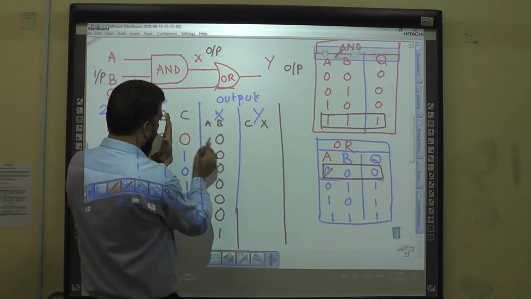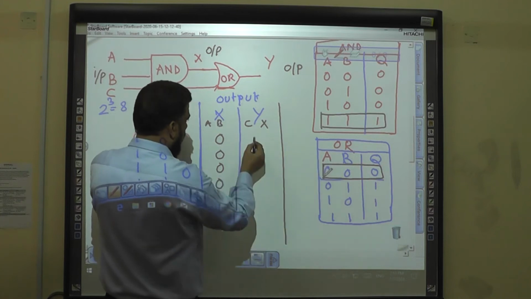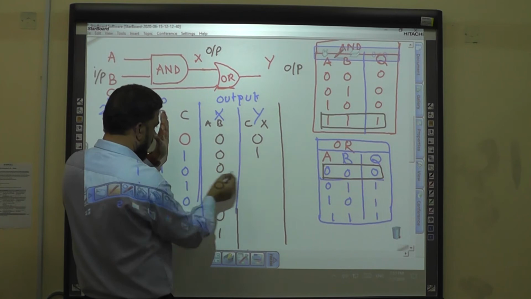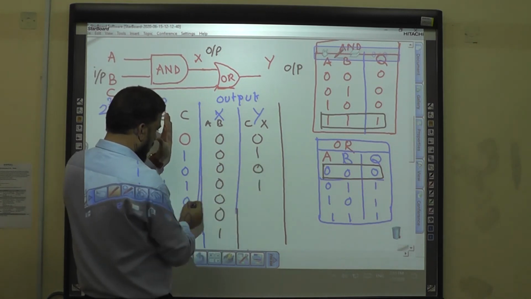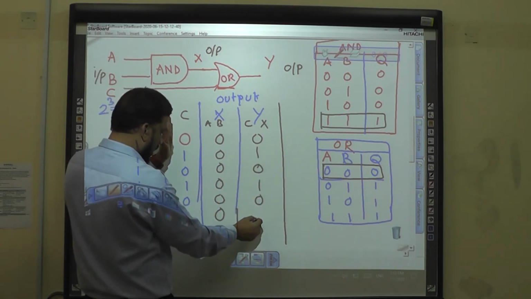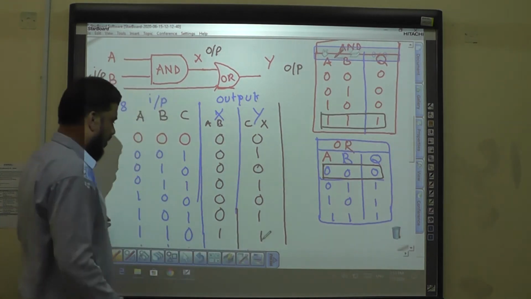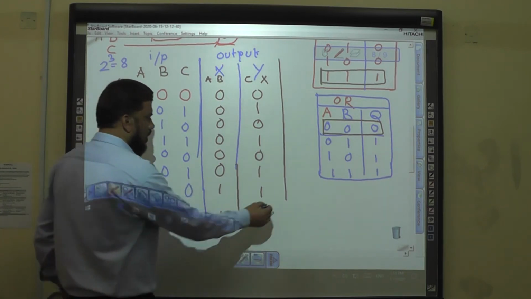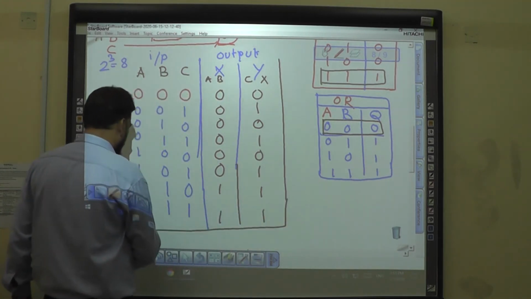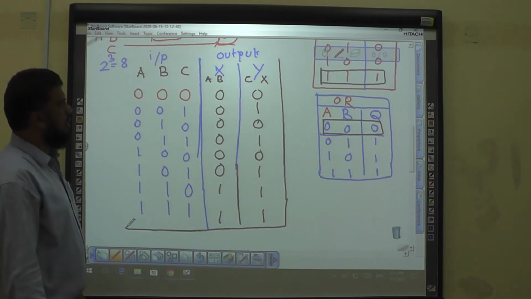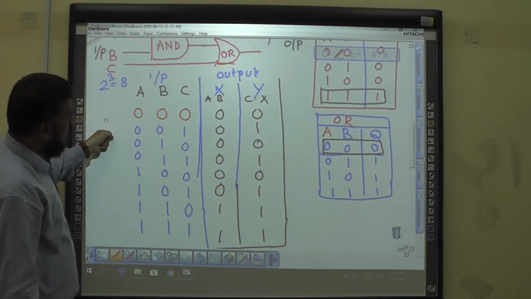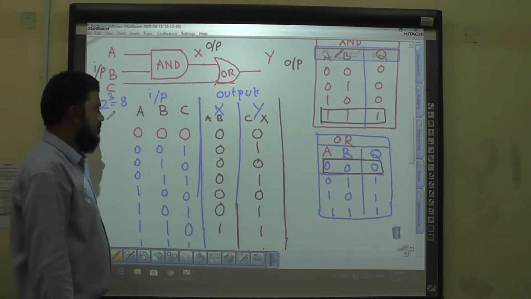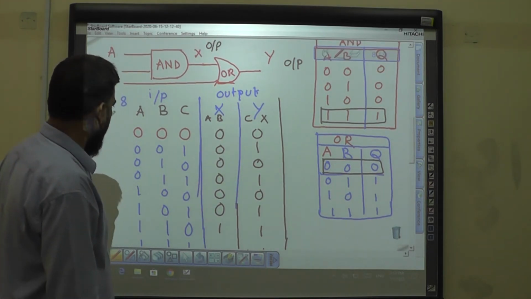0, 0, 0. If any one is high, the output is high: high, high, 0, high, 0, high, high. And the last one is again high. If any one of the inputs is high, the output will be high. So this is the logic truth table for this combinational circuit. Hope you understand this one.